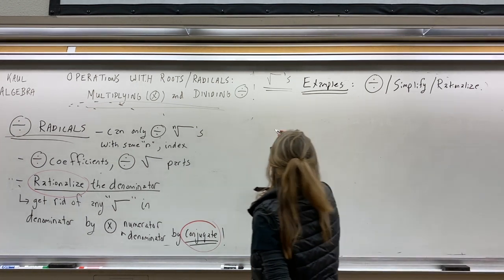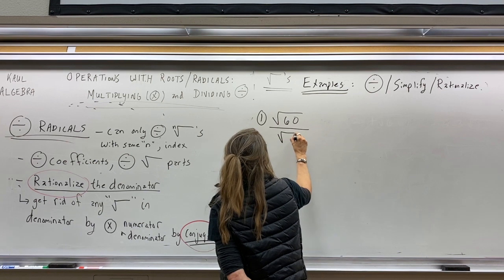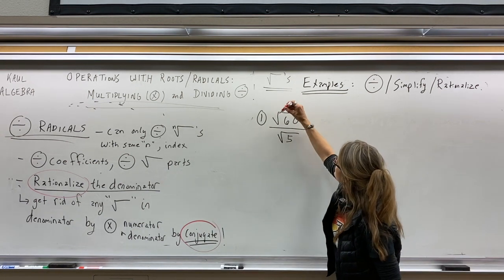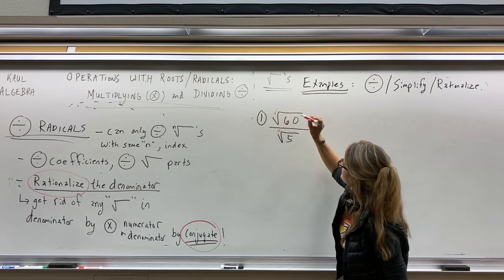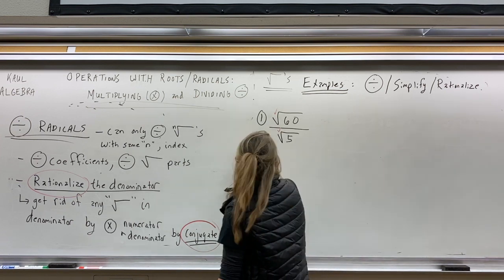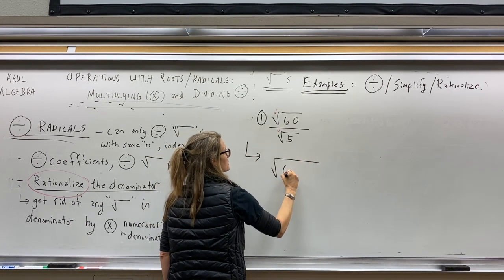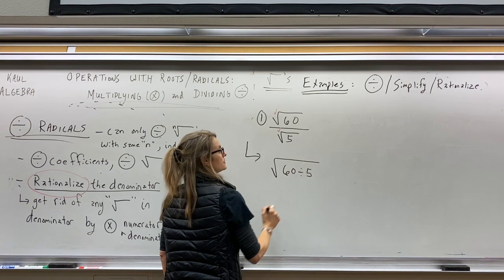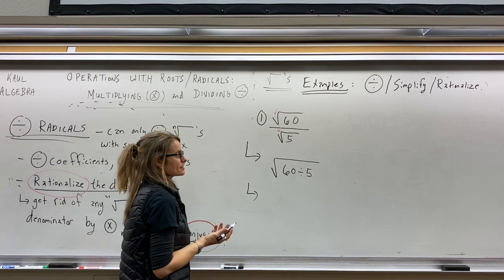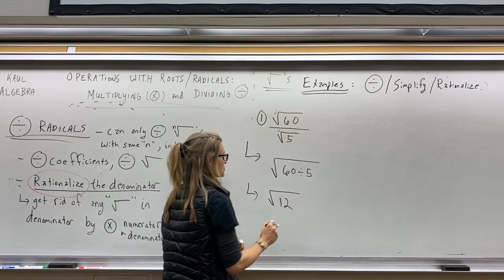Okay, let's start off with a simple example like the square root of 60 over the square root of 5. We check this index number is the same as this index number, so we're in good shape. And what we could do is say this is the same thing as the square root of 60 divided by 5. We just go ahead and divide our numbers. Those are nicely divisible. And this makes the square root of 12.